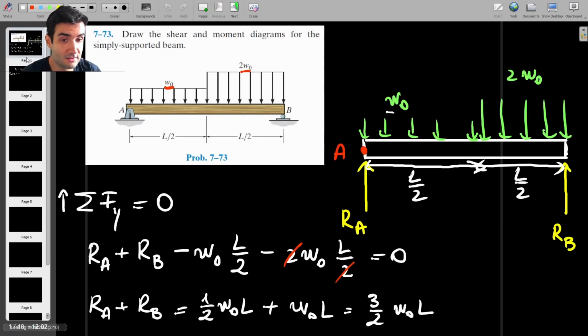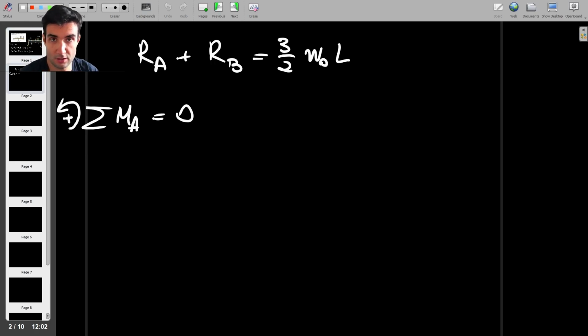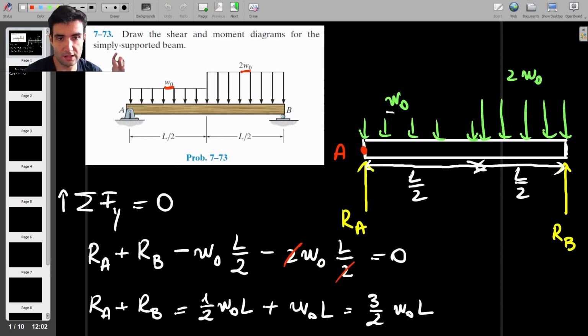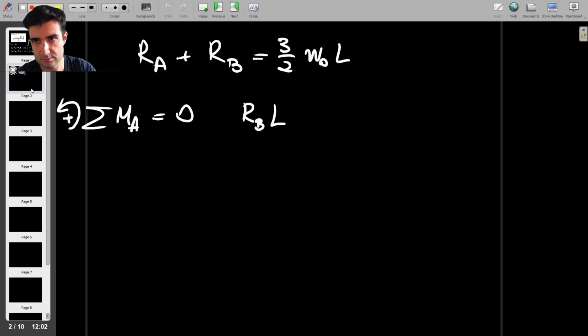So RA doesn't produce a moment about A, because it's acting through this imaginary hinge. So we have our RB, which does produce a moment, and it produces a counterclockwise moment, which is positive. So RB times L on one hand. And then we have the two distributed loads, which produce moments as well. So W naught is going to have a corresponding force of minus W naught L over 2.